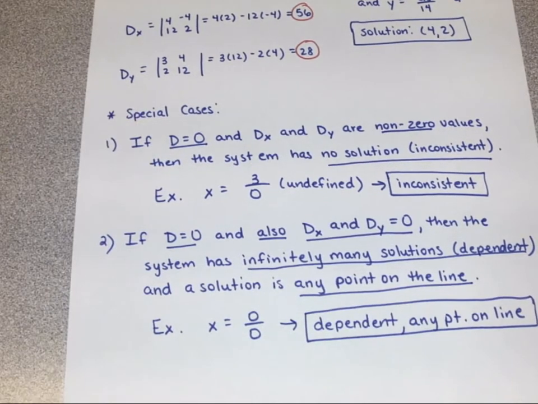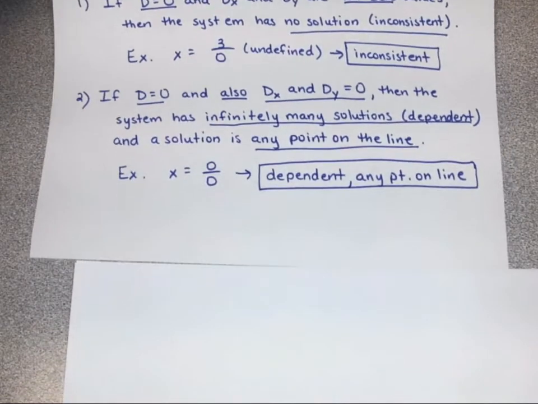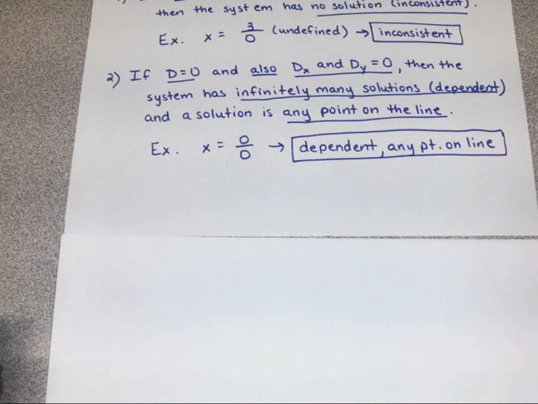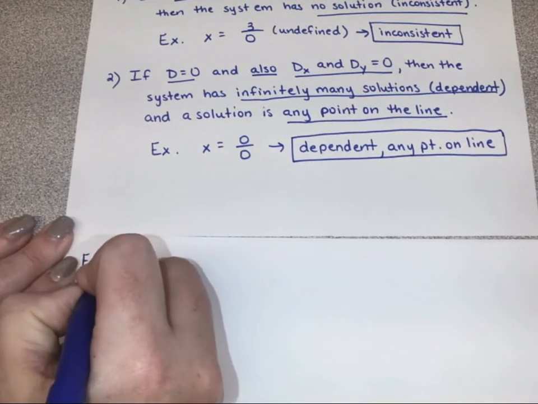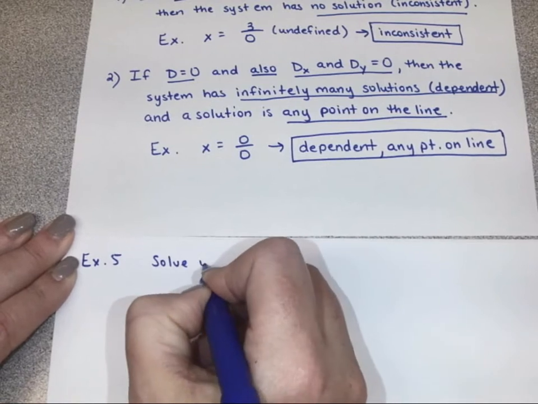So last class we looked at some pictures, and remember, most of the time you're going to cross at one point, meaning you have one solution. Sometimes you're never going to cross, meaning you have no solution. And then sometimes the two lines are right on top of each other, meaning they share all the points. So that's infinitely many solutions. But honestly, you may not always know that it's going to come out that way, so you're just going to solve as you normally would.